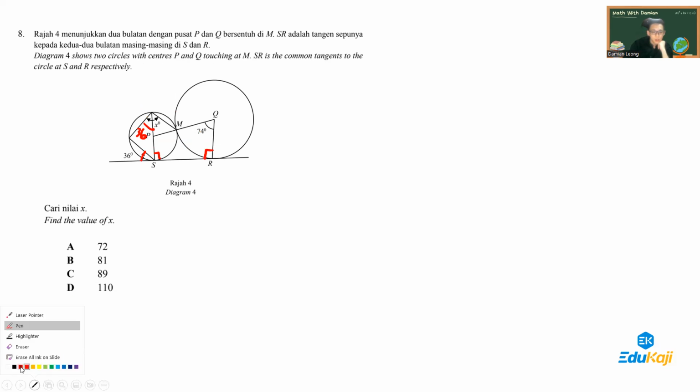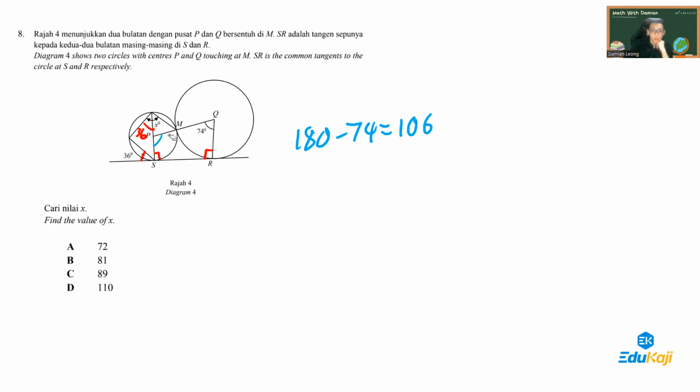Which means I can find this angle. It's basically 180 minus 74, 106. So in other words, inside here would be 74. Because if it's 90, 90, then it will be parallel here. So these are alternate angles.